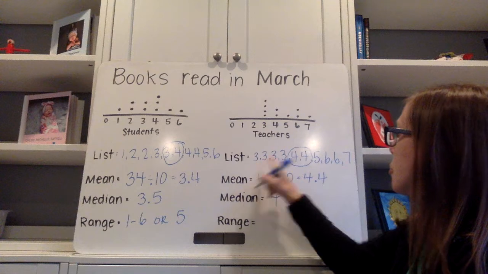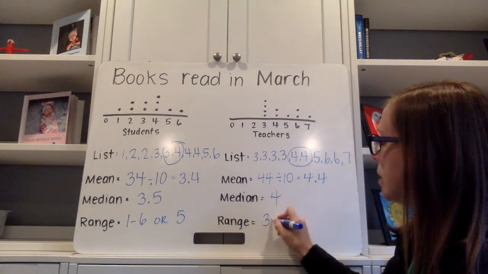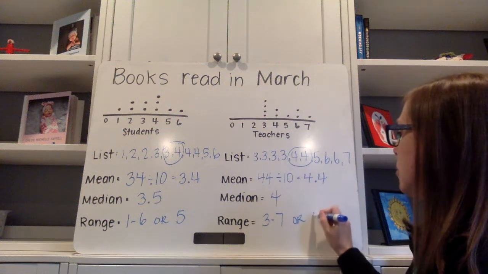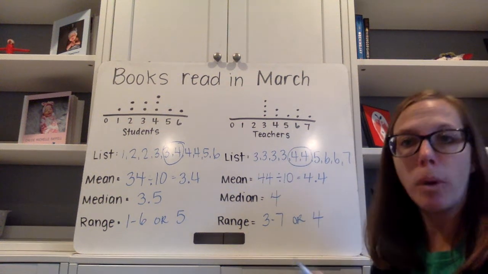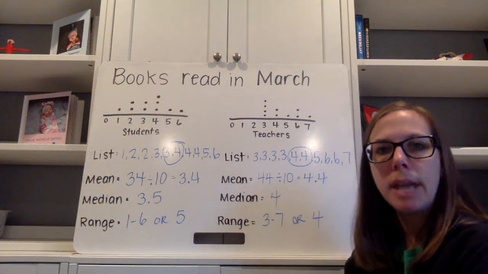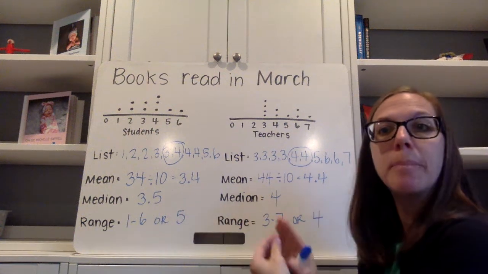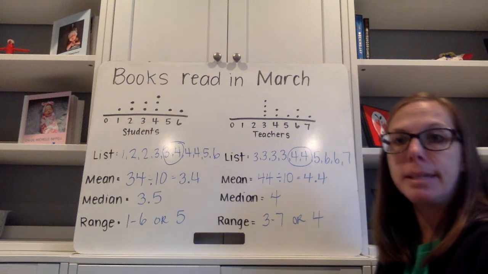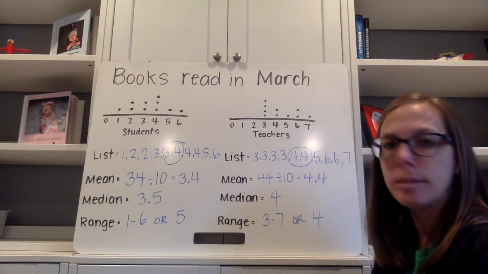My range is 3 through 7, or I can subtract 7 minus 3 and come up with 4. Now the difference, this is what you've been doing. The difference today is we've got two sets. Let's compare them, and we're going to decide, is there a significant difference between these two data sets?